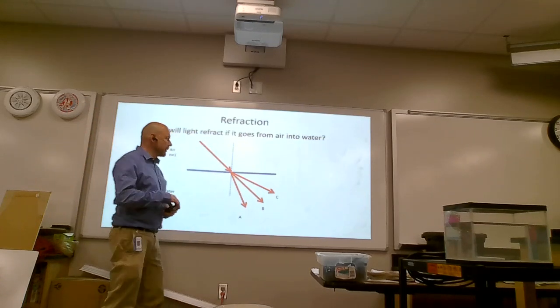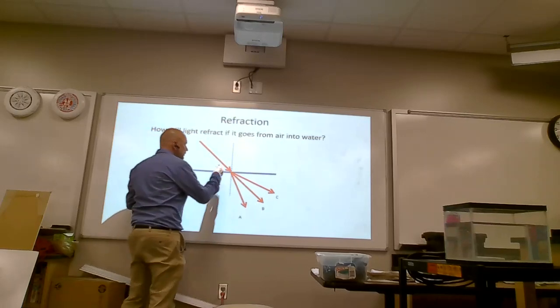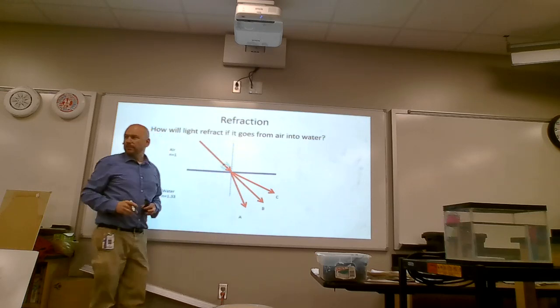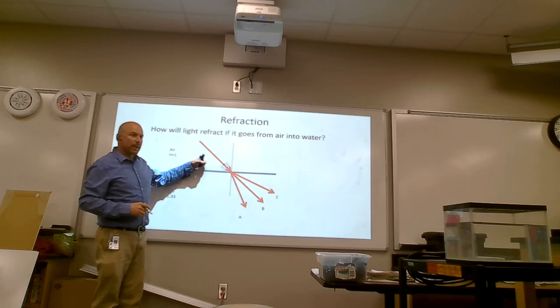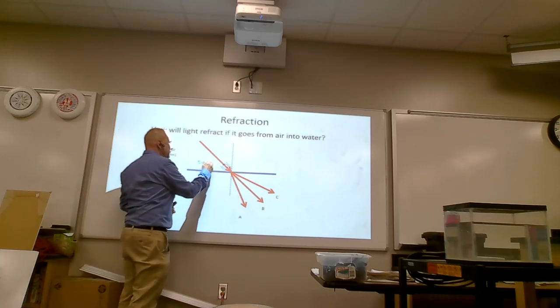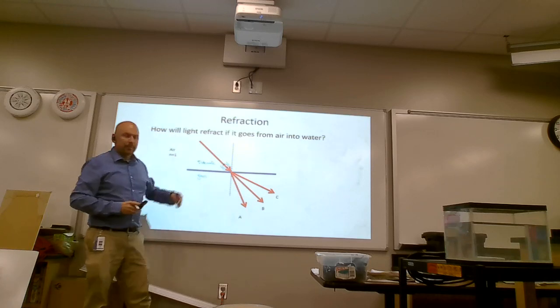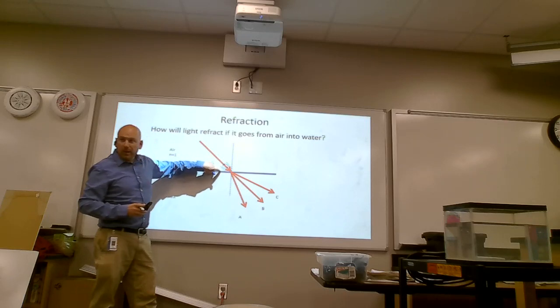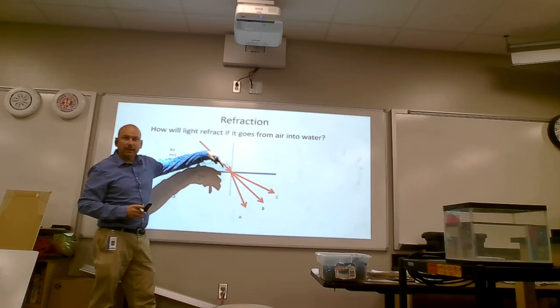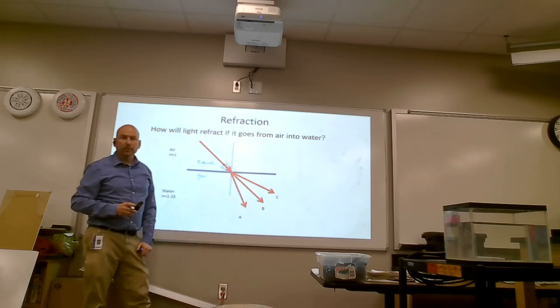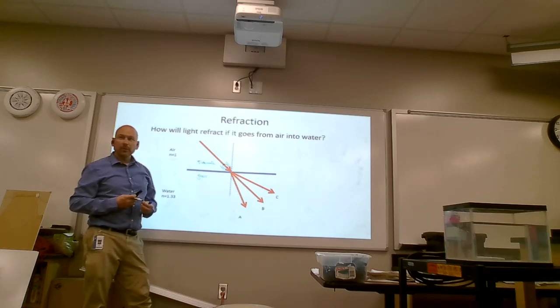Okay. Here's my wheelchair analogy. You're in your wheelchair, looking from a bird's eye view. You're going from the sidewalk to the grass. This wheel is going to go off the sidewalk first into the grass. It's going to slow down and cause it to bend which way? Towards the normal line. Good with that?